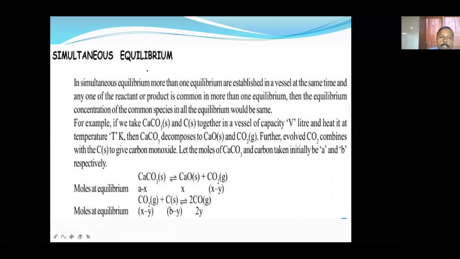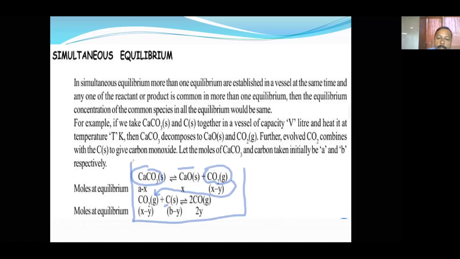Okay, what is that important value I told you? Yes, that is simultaneous equilibrium. What is simultaneous equilibrium? See, CaCO3 decomposing to give CaO plus CO2. And here CO2 is a gaseous product, but it reacts with one more reactant to form another product D. Okay, that is CO. So both are existing together. That is the difference between multiple equilibrium and simultaneous.